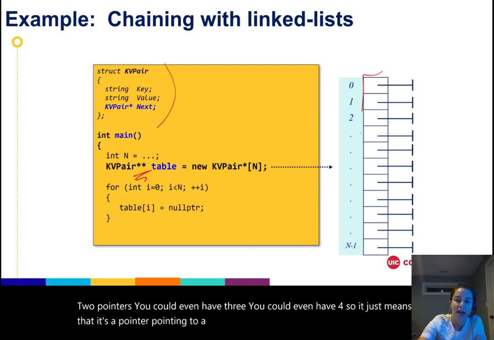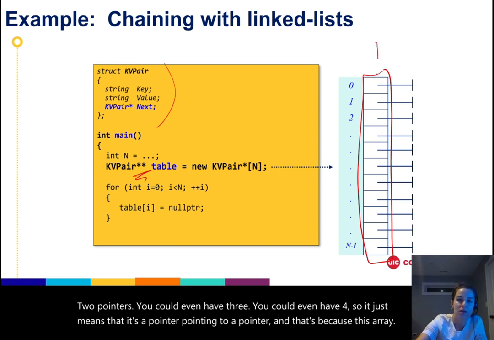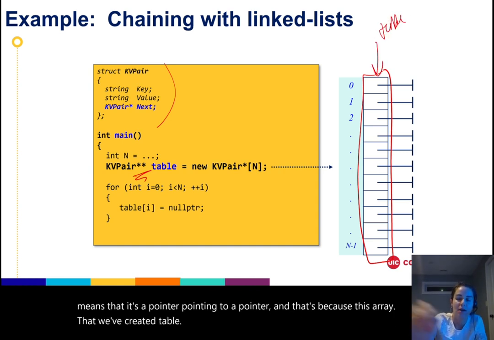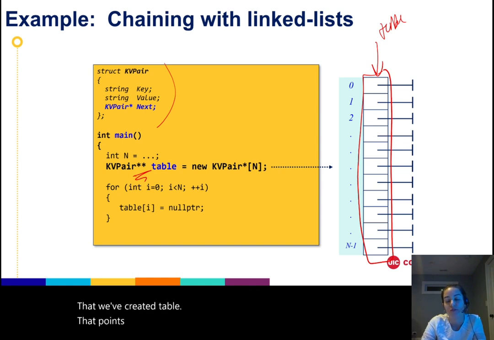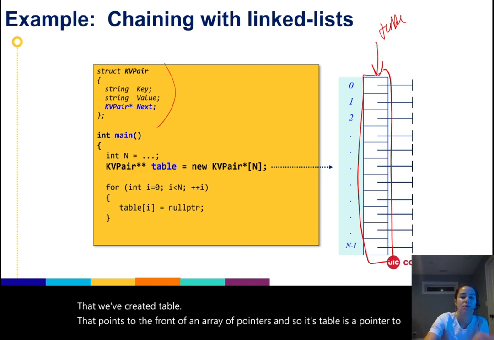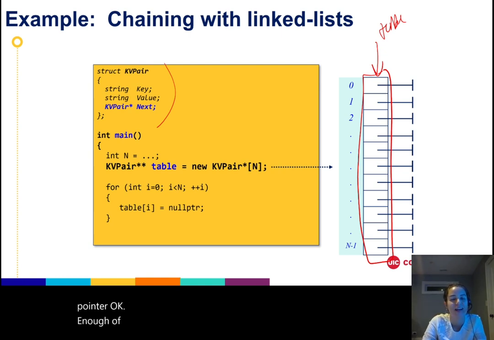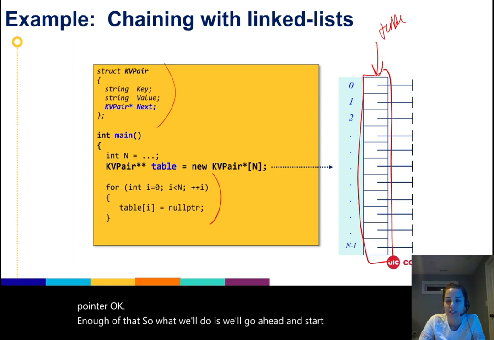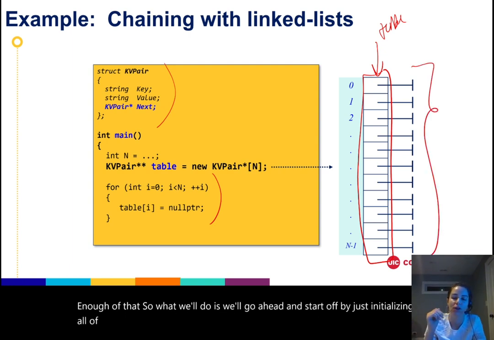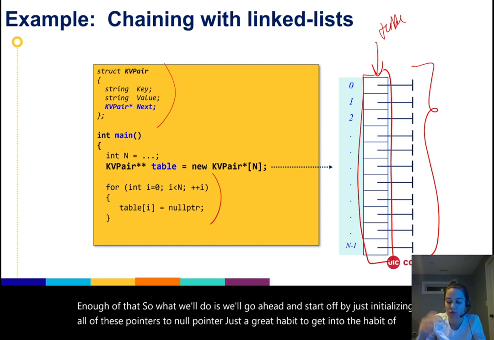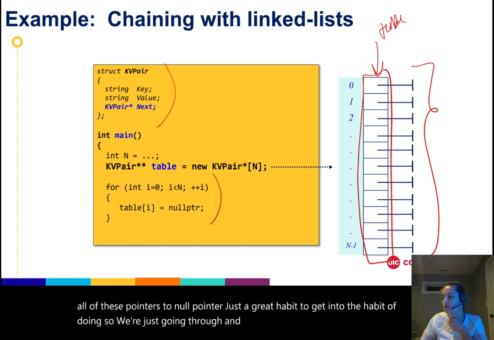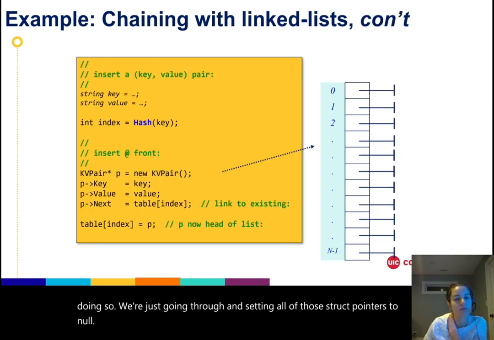And that's because this array that we've created, table, points to the front of an array of pointers. And so table is a pointer to a pointer. Okay, enough of that. So what we'll do is we'll go ahead and start off by just initializing all of these pointers to null pointer. It's a great habit to get into. So we're just going through and setting all of those struct pointers to null pointer.